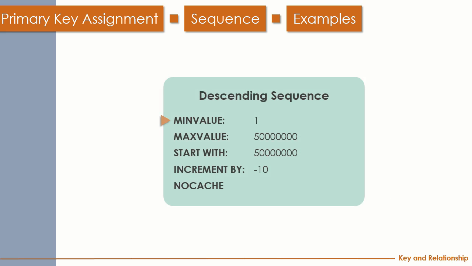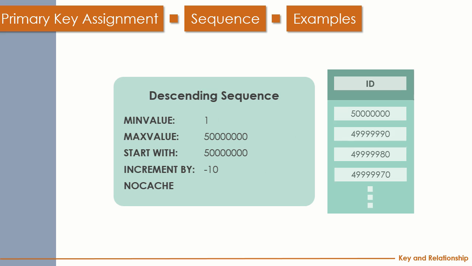Let's take a look at a descending sequence. Same as the min value and the max value. We start from the max this time, and the increment by is a negative value. Then we will start from the highest value and go down. And there's no cache. So when you insert the record into your table, you will get the ID pattern like this.